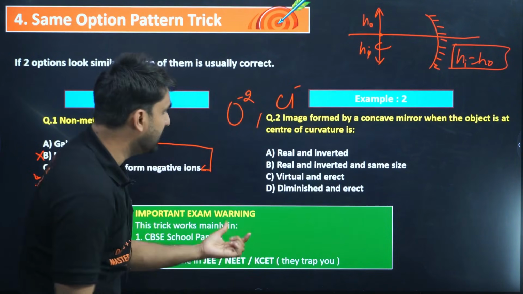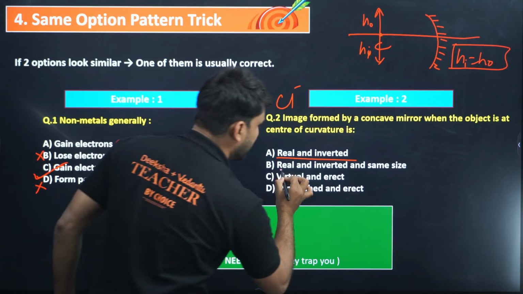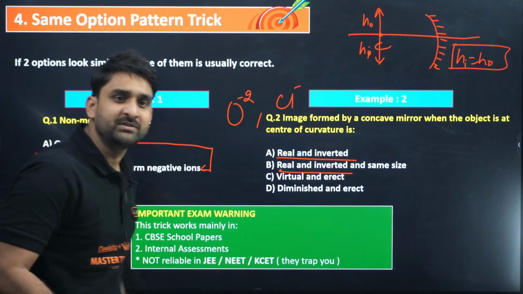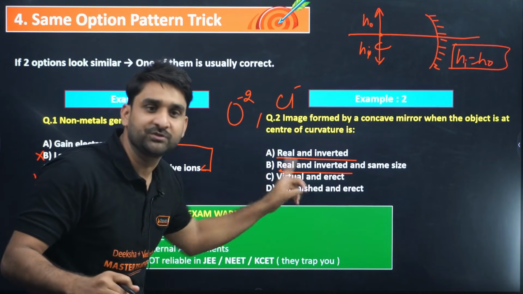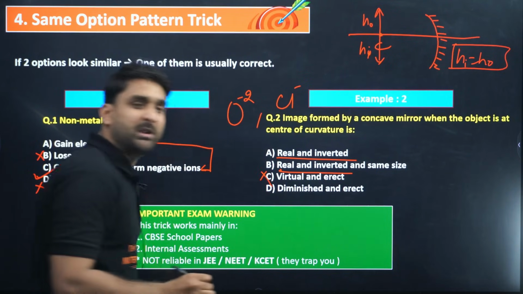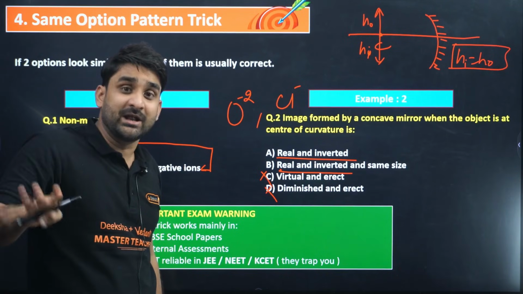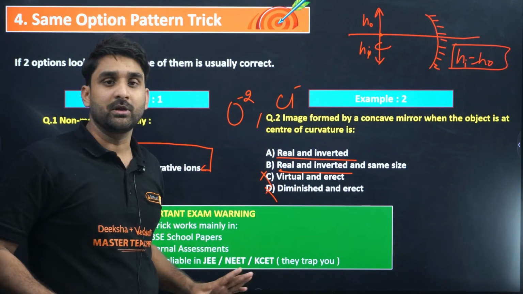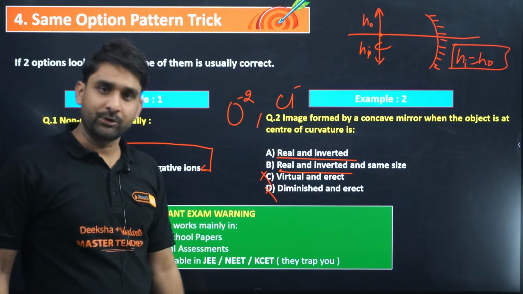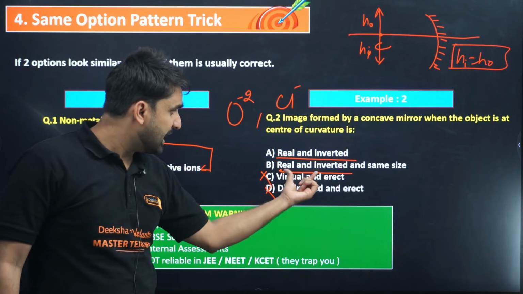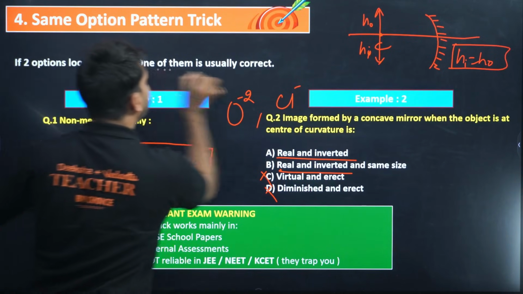So which option would be correct? Now look, the word real is here, and real and inverted is here also. So there is a bit of a chance that the correct answer might be hiding behind these two options. The others would be neglected. So there is a huge chance that our option would be A or B, any one option between these two. Are you getting my point? Because real and inverted is here and real and inverted is also here. So if two options look similar, one of them is usually correct.